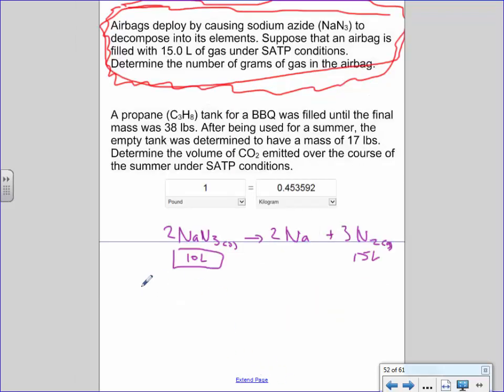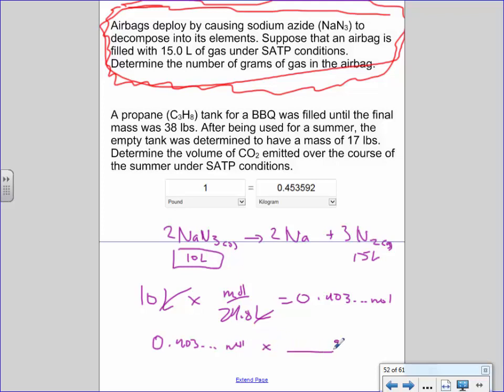Then for our last step, we're almost done here. Take 10 liters, and then at SATP conditions, you need 1 mole for every 24.8 liters. That's the relationship that was discovered. So 10 divided by 24.8 means that you actually need 0.403 moles. But that's moles of sodium azide. So then for your last step, multiply that number by a molar mass.